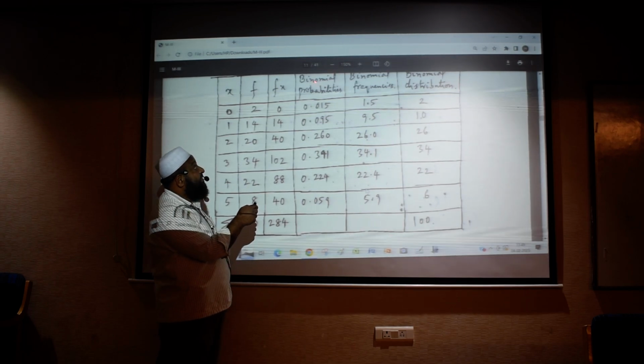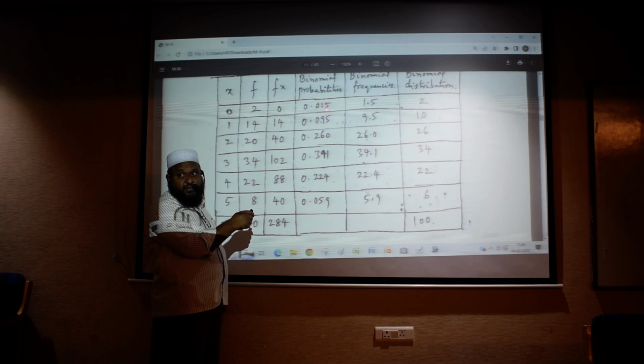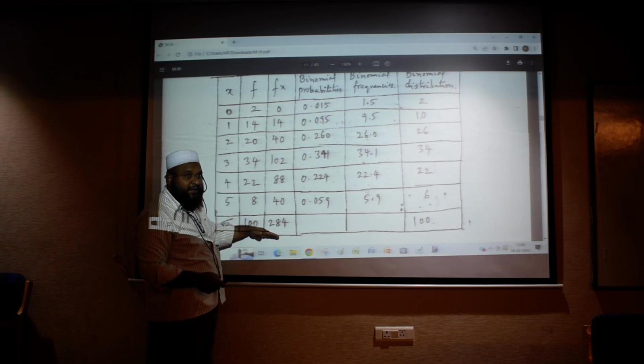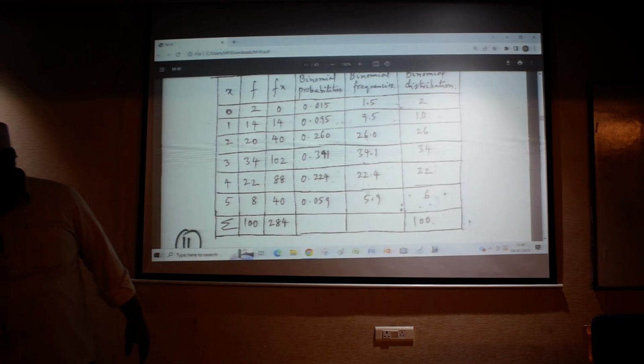Yes, sir. Now next comes the binomial probabilities. That is 0.015. Can you tell what this one is? Actually, here is the table. Below the table I have calculated values. I'll show you that one.